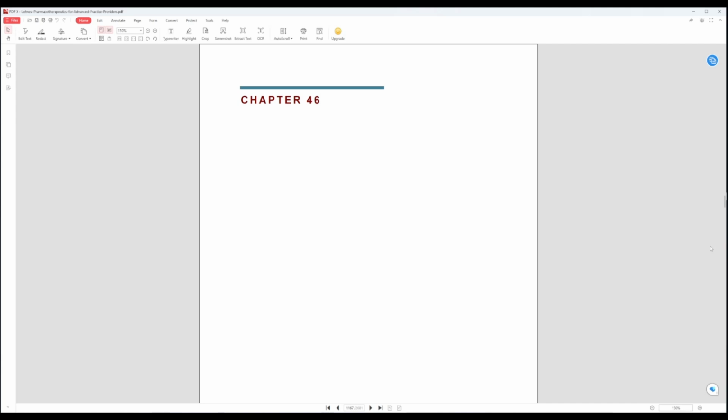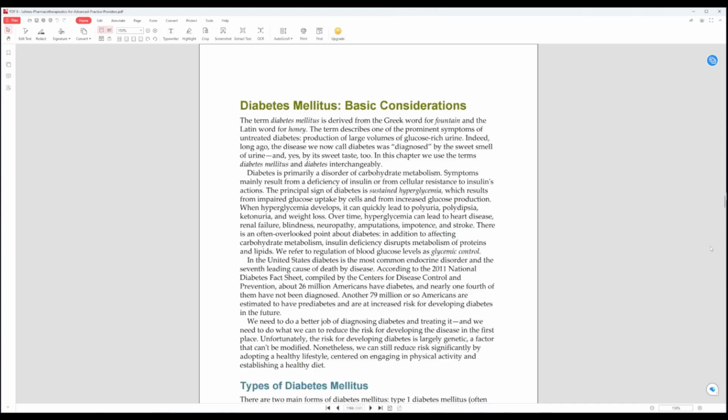Today we're talking about chapter 46, Drugs for Diabetes Mellitus. Diabetes mellitus, some basic considerations. The term diabetes mellitus is derived from the Greek word for fountain and the Latin word for honey. The term describes one of the prominent symptoms of untreated diabetes, production of large volumes of glucose-rich urine. Indeed, long ago, the disease we now call diabetes was diagnosed by the sweet smell of urine, and yes, by its sweet taste as well.